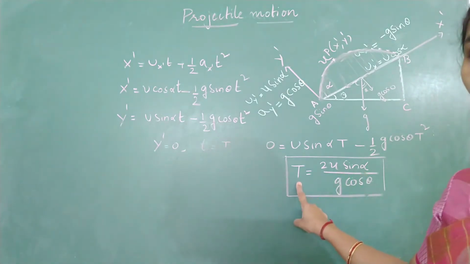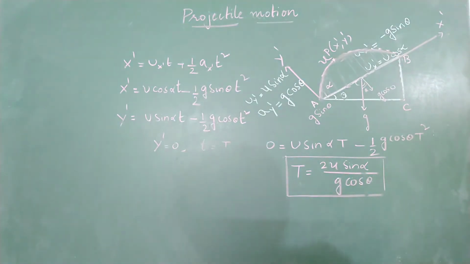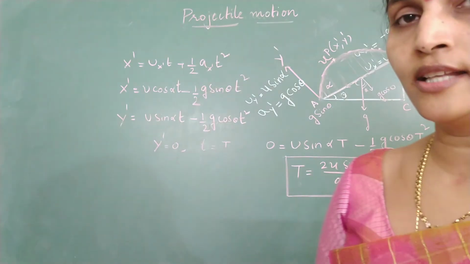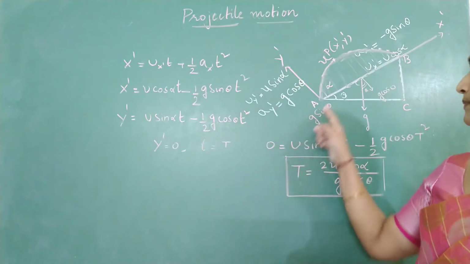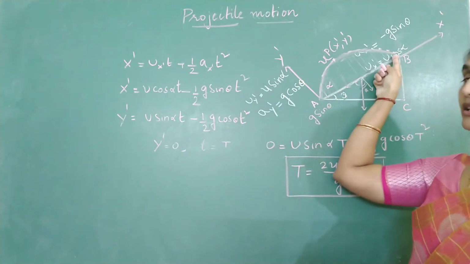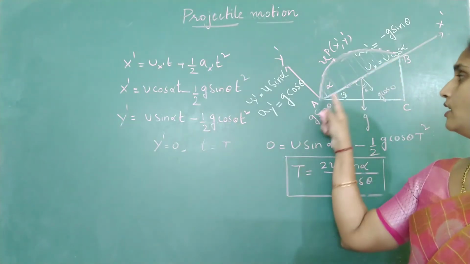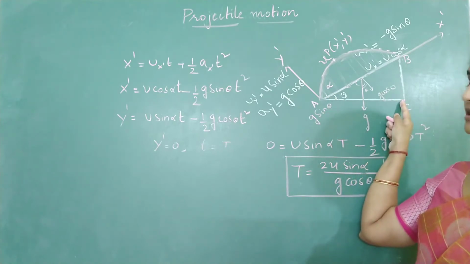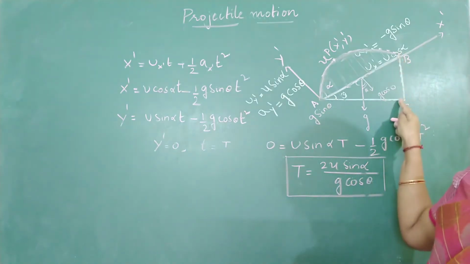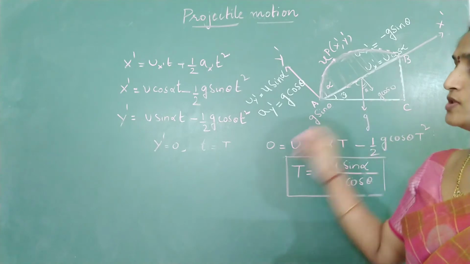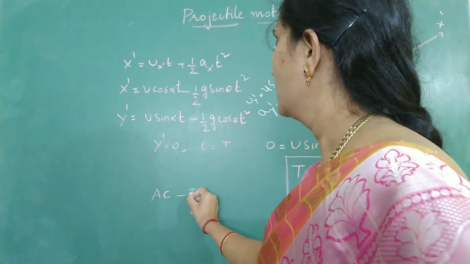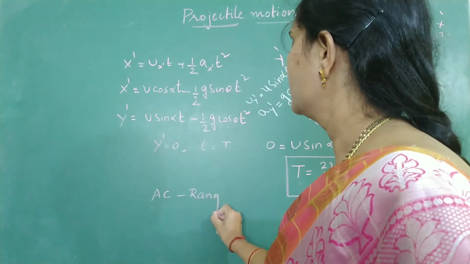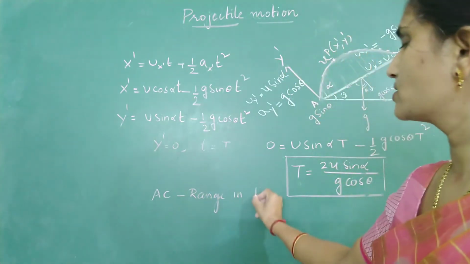And once you know the time of flight, now you can find the range. But while calculating the range, there are two possible questions. They may ask you for the range along the inclined plane, that is AB, or the range along the horizontal. If I drop a perpendicular from here, AC gives you the range along the horizontal, the range in the horizontal direction.